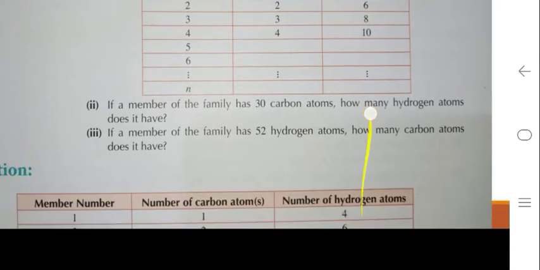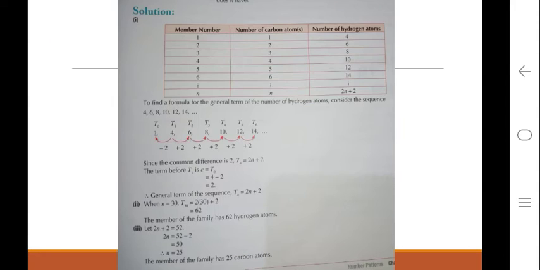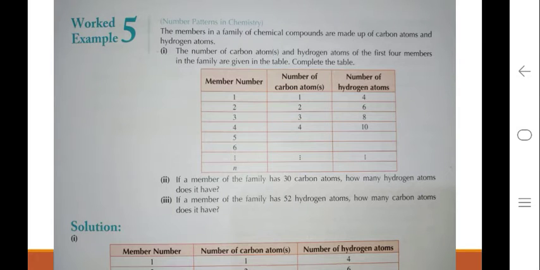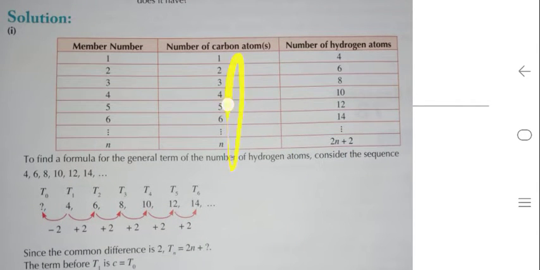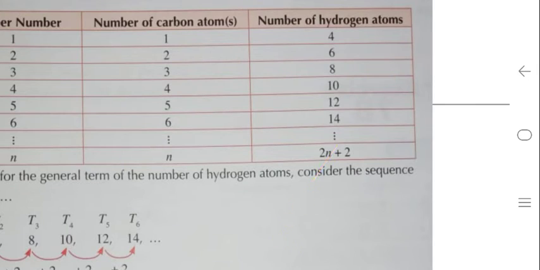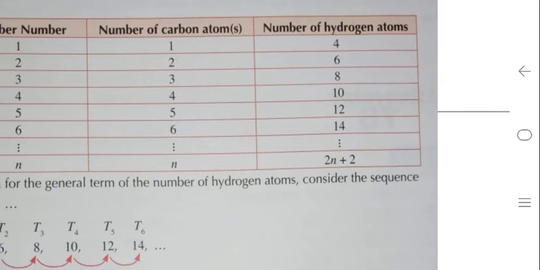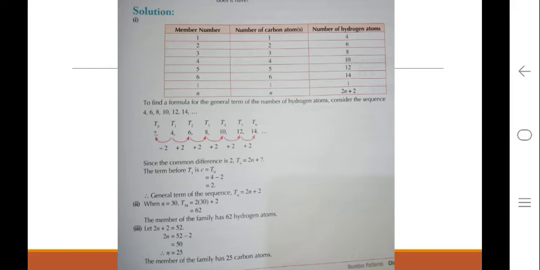Okay, this one surely we need to form the formula first. So let's complete the table first, and then by replacing the number of carbon atoms with n, we can create the formula, which is 2n plus 2. Or my favorite one is just look at the difference. The difference is 2, right? So 2 times n, 2n, and then to get the first term, which is 4, you need to add 2, right? So 2n plus 2.